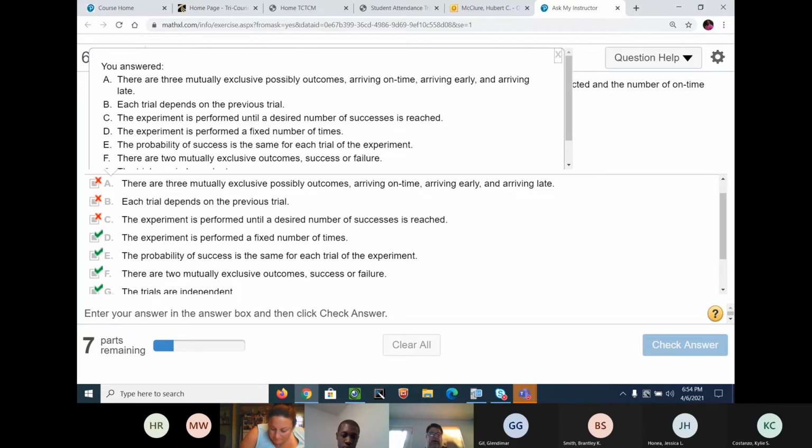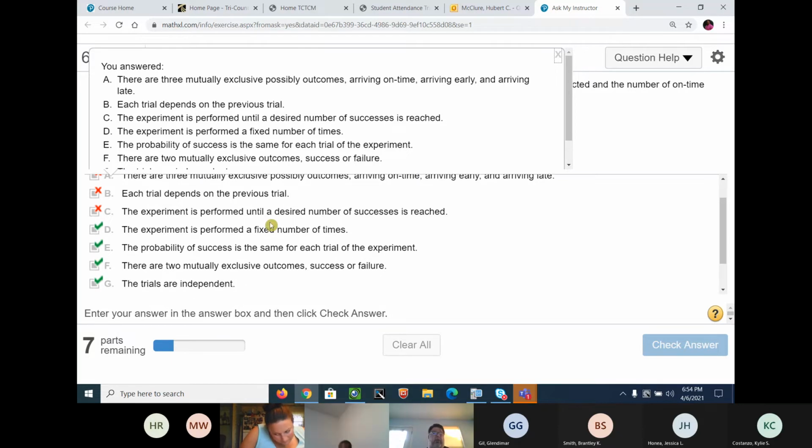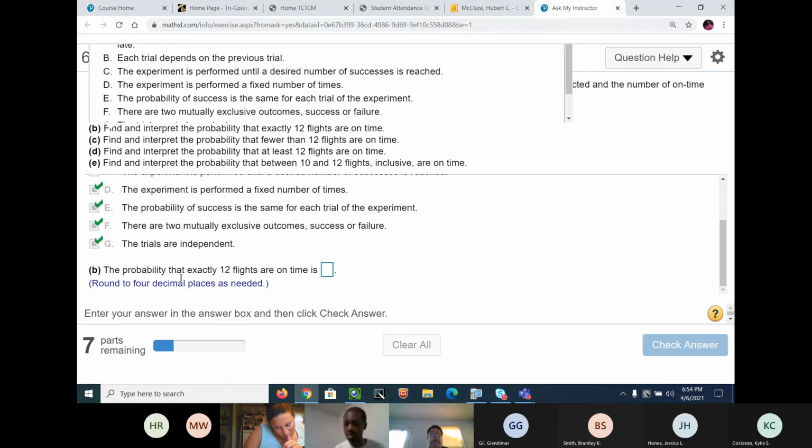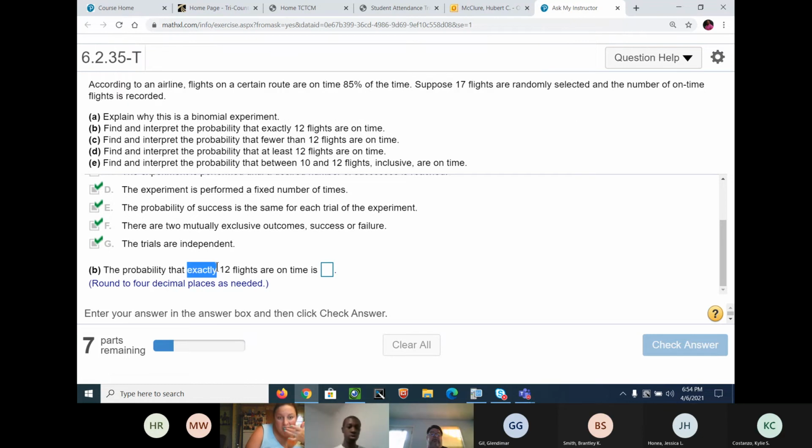All right. So here we go. What does exactly mean as far as PDF or CDF? No more, no less. It means equals, and that means PDF. So I want you to highlight the word exactly, and I want you to put PDF. So I want everybody to do PDF for me now.